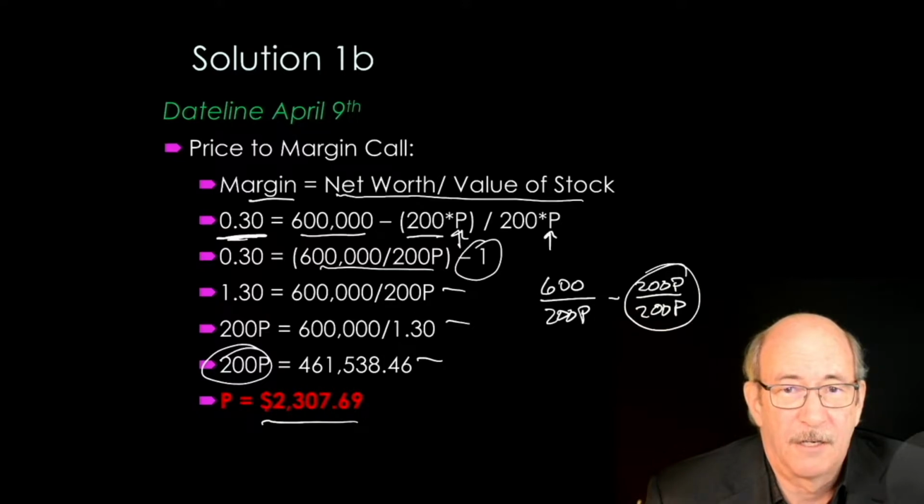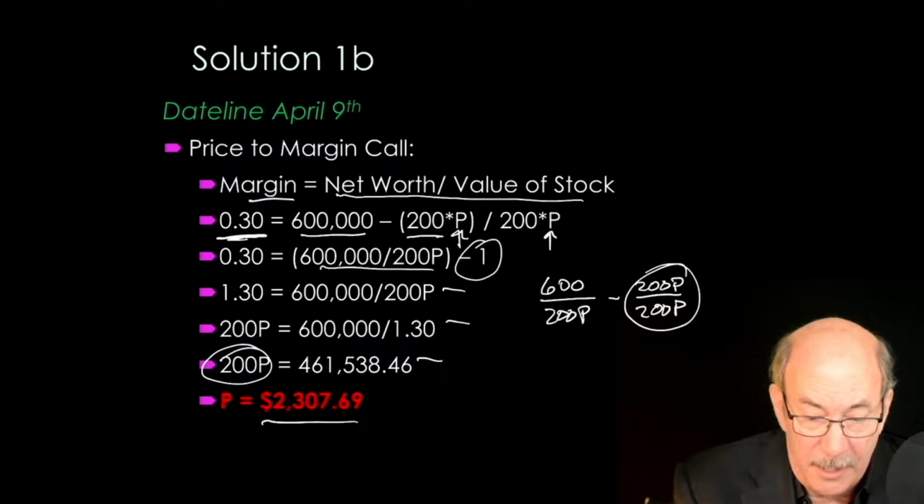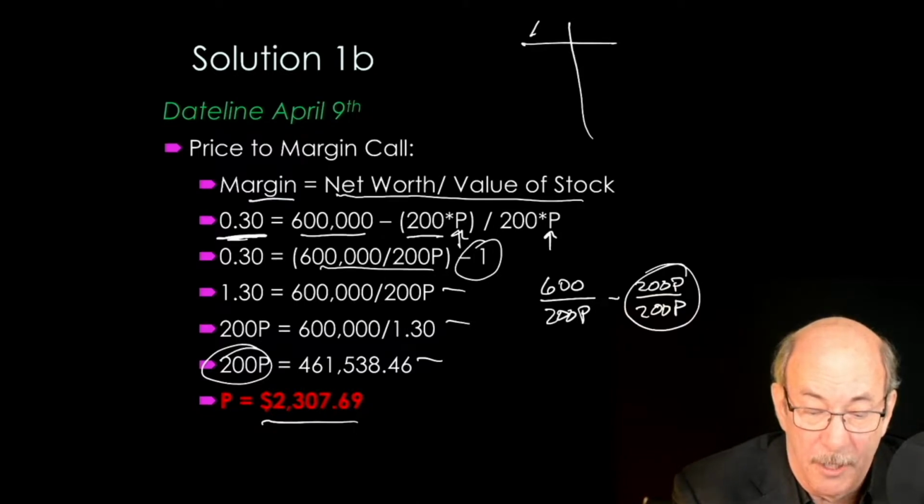Everybody okay with that? Really quick. Yeah. Where did that 600,000 come from? Okay. Let me go back. Well, actually, let me put the T account back up here.